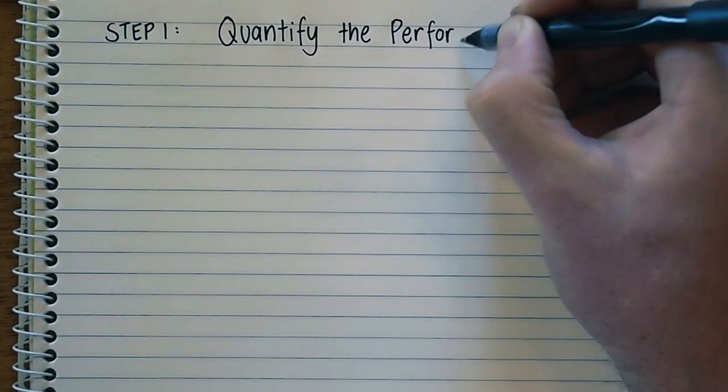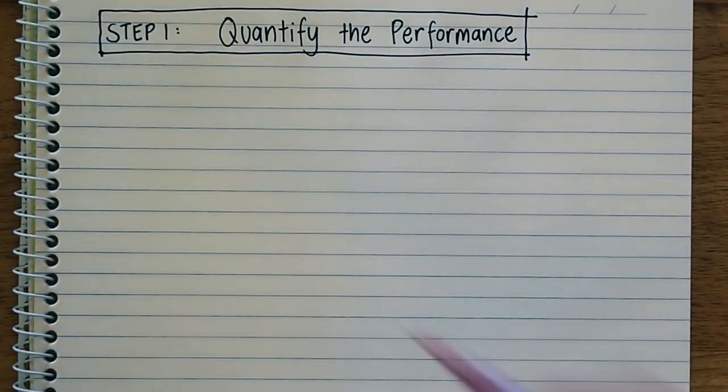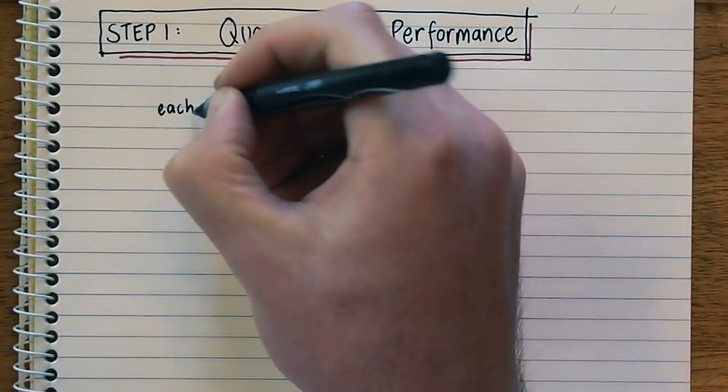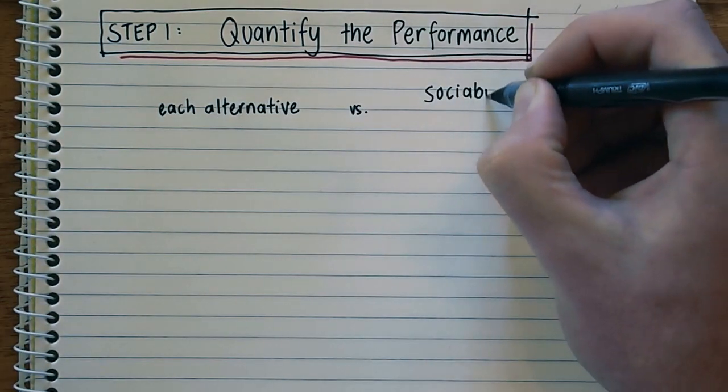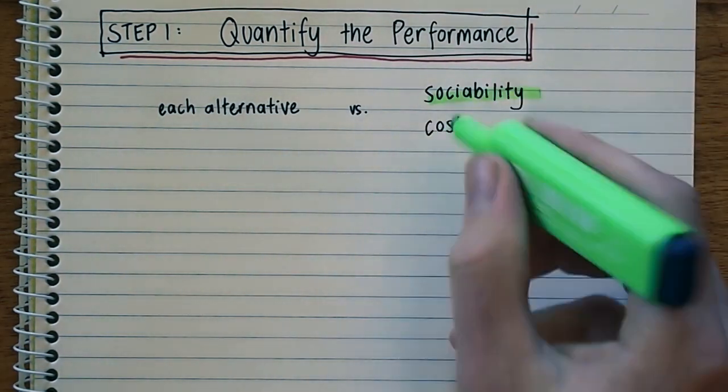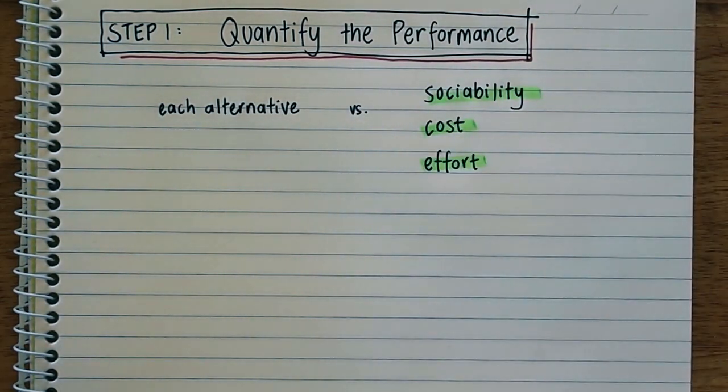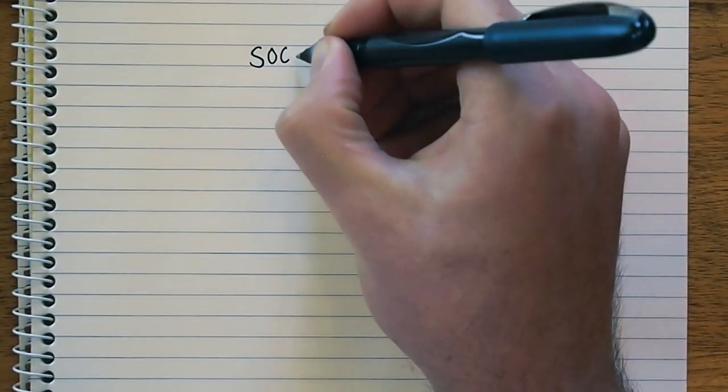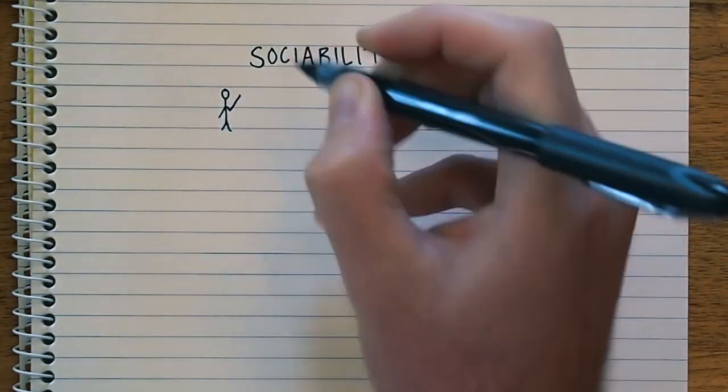The first thing Josh needs to do is quantify the performance of each of his alternatives across the 3 criteria of sociability, cost, and effort. Josh decides to use a point system to quantify sociability performance.